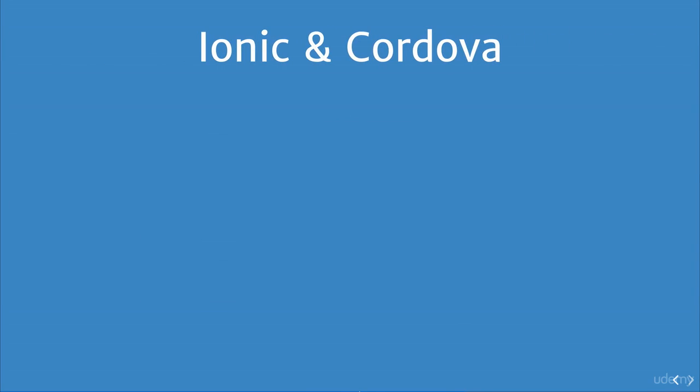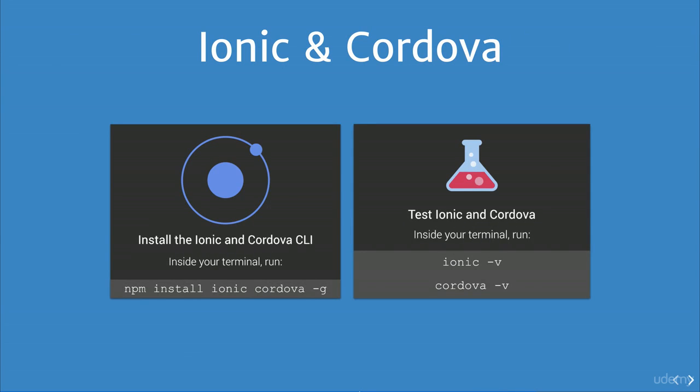Now that we have our dependencies installed, we can install Ionic and Cordova. What we need to do is run npm install ionic cordova -g, and this will install the Ionic package which we're going to use to develop our mobile apps, and also install Cordova. Cordova allows us to access the native device APIs, such as the camera, geolocation, and so on.